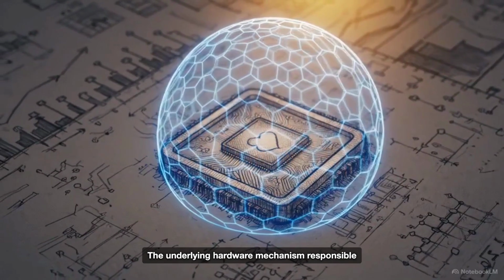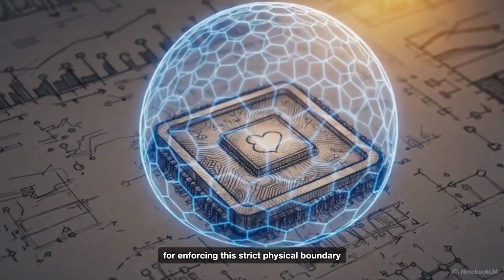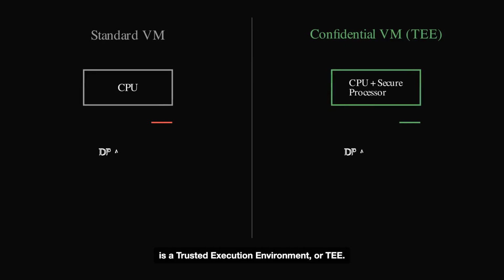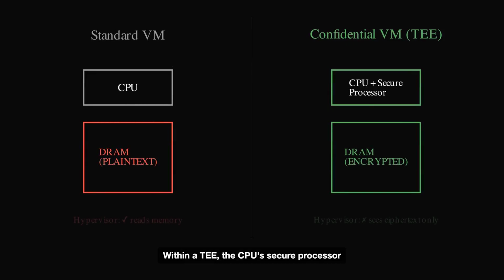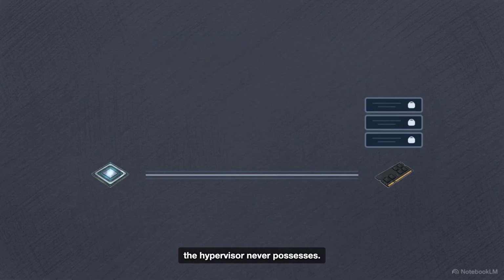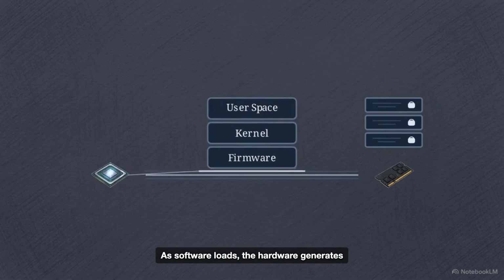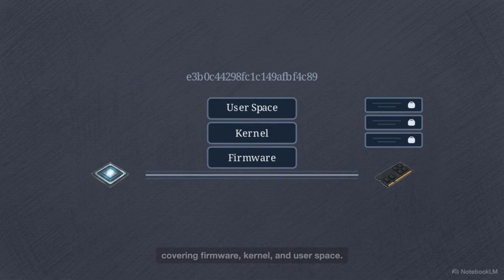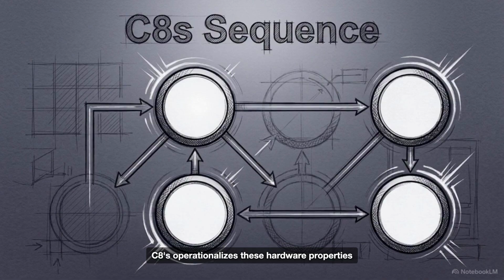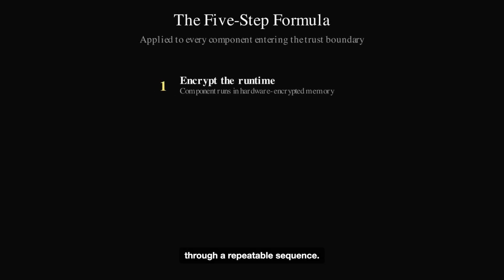The underlying hardware mechanism responsible for enforcing this strict physical boundary is a Trusted Execution Environment, or TEE. Within a TEE, the CPU's secure processor encrypts memory pages using hardware-level keys the hypervisor never possesses. As software loads, the hardware generates a cryptographic measurement, a hash digest covering firmware, kernel, and user space. This is attestation.